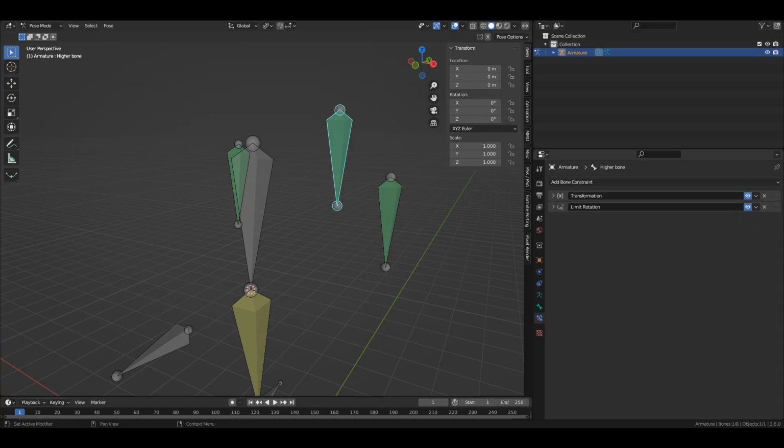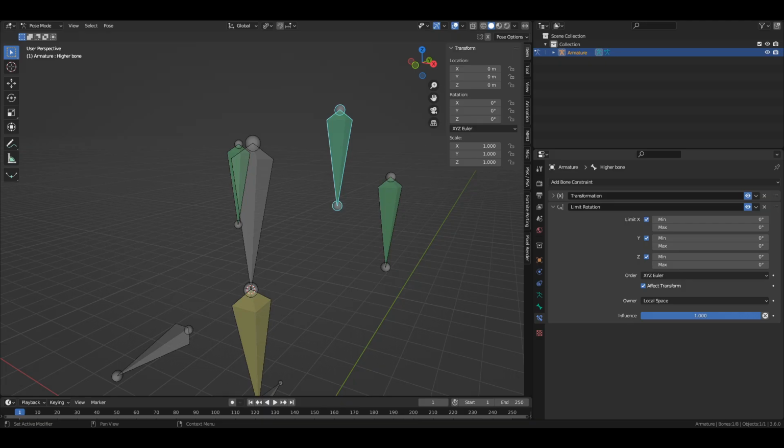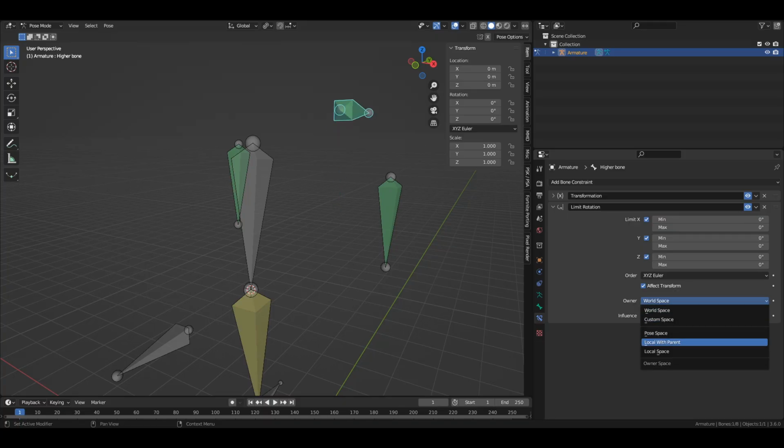Then you need to add a limit rotation constraint, which you need to check on all the axes. You need to put the order as XYZ Euler, and check affect transform. The owner needs to be local space, because if you put world space, it does this, so it's not the original location.